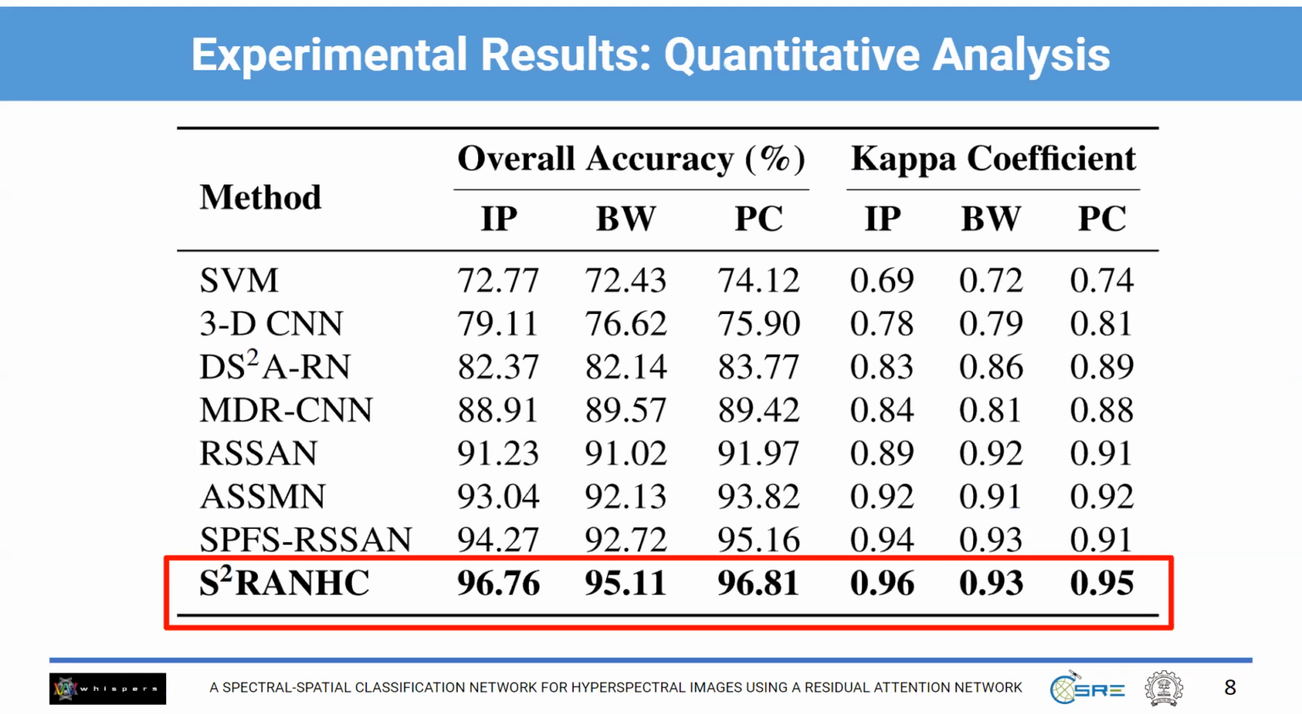This is the quantitative analysis of our work. We have considered three different data sets, which are Indian Pines, Botswana dataset, and Pavia Center. We have compared our results with different state-of-the-art methods, from traditional methods such as support vector machine and three-dimensional convolution neural network to other residual or attention networks that have been the state of the art in deep learning. And we can see the overall accuracy and the kappa coefficient for our proposed work is much better than the other compared state of the art.